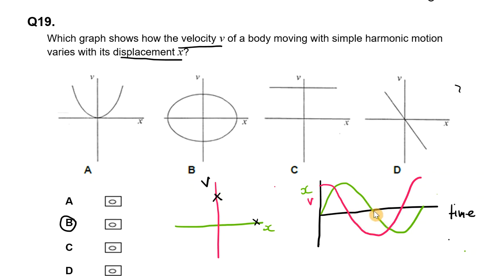Let's look at this next time here. We've got a displacement of 0 and a large negative velocity, and finally a large negative displacement and a 0 velocity. Large negative displacement, 0 velocity. So the only graph is B, where these points would all fit. So B is correct. Hopefully that was useful.